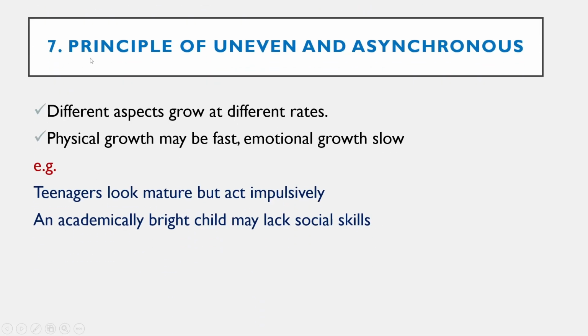Seventh principle is the principle of uneven and asynchronous. Different aspects grow at different rates, and physical growth may be fast, emotional growth slow. So this is a possibility and it happens. It is common. So for example, a teenager may look like adults but behave impulsively, and a child may be academically brilliant but socially awkward. And this uneven growth is normal and should be understood with sensitivity.